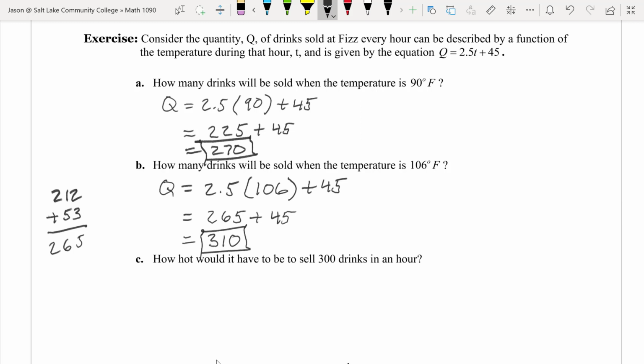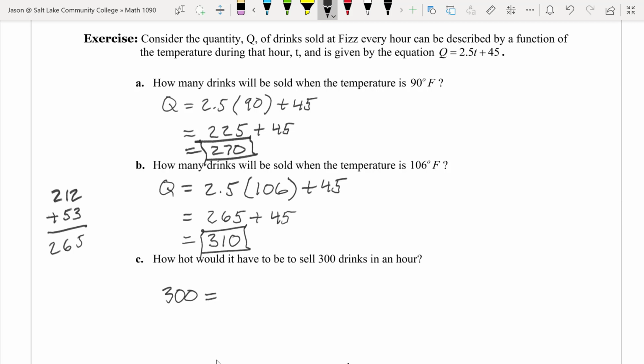So we would expect to sell 310 drinks every hour when the temperature is 106 degrees Fahrenheit. How about part C? How hot would it have to be to sell 300 drinks in an hour? Okay, so this is a different kind of question. Here, instead of being given the temperature and asking for quantity, we're given the quantity, Q, and we're being asked to get the temperature. We know the quantity is 300 drinks every hour.